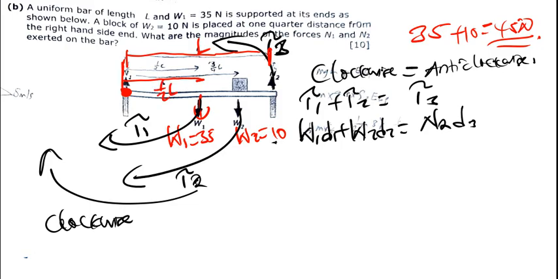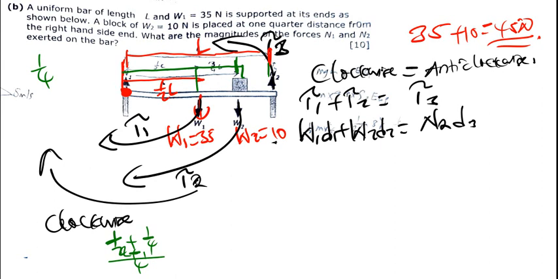Then again, there's another distance from this point all the way to that point here. I can clearly see that it is in between W2 and N2. We have been told that W2 of 10 Newton is placed 1/4, which is 1 over 4. So from this point to that point is 1/4, and again from that point to that point is 1/4. So I can say half plus 1/4, which is 2 over 4 plus 1 over 4, that is 3 over 4.